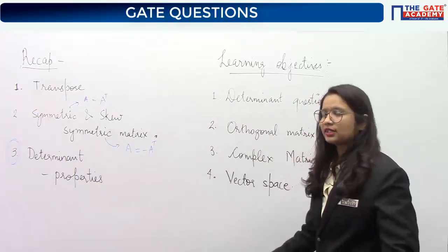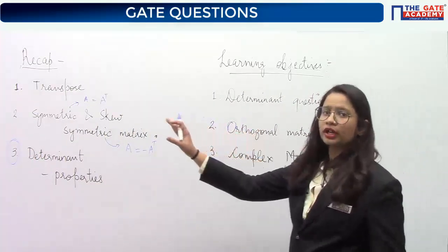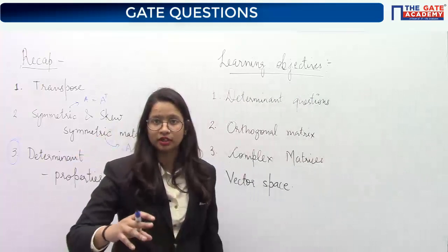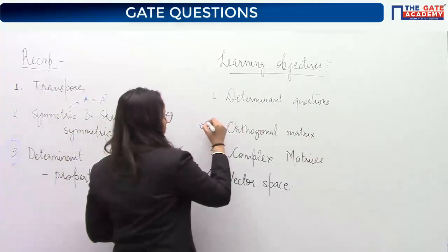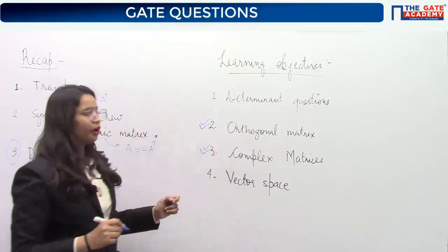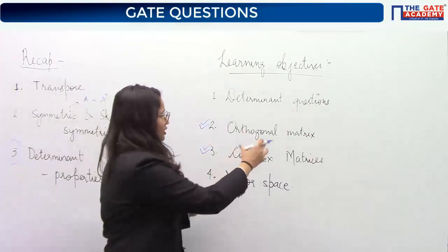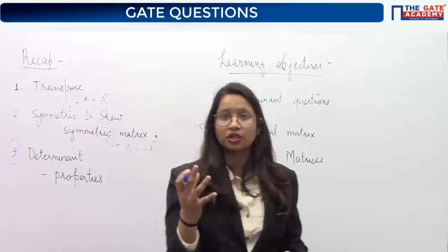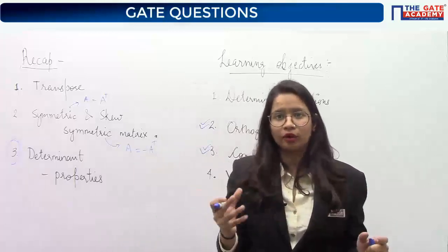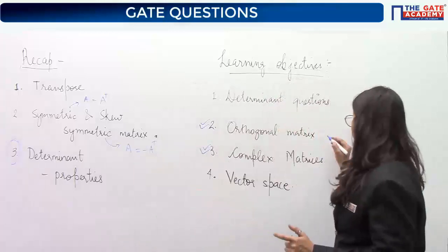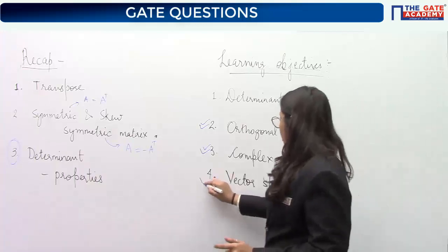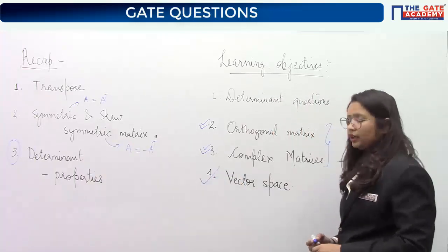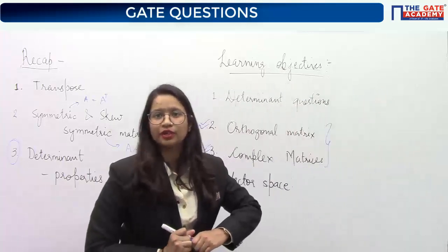In today's class we will again start with determinant, by solving some questions based on it. Then we will go to some topics which are not that important, but are terms you should know. If a question comes in the exam, you should not be blank about what the topic is. We will discuss these two terms very fast, and then the topic of vector space. This will be the agenda of today's class.